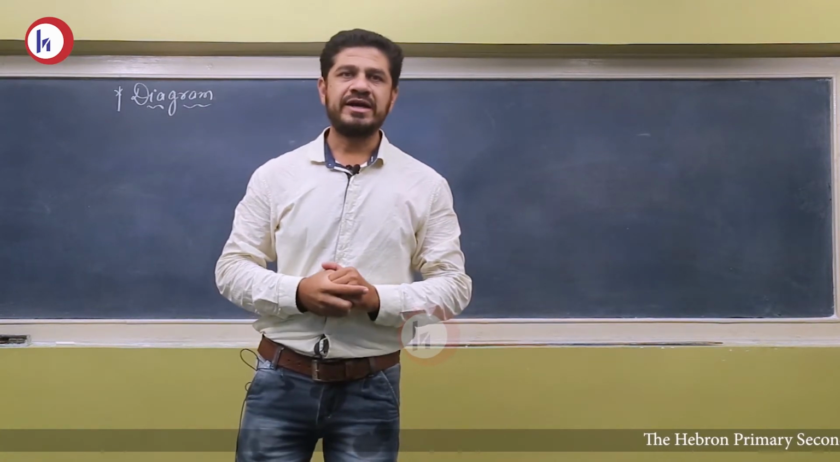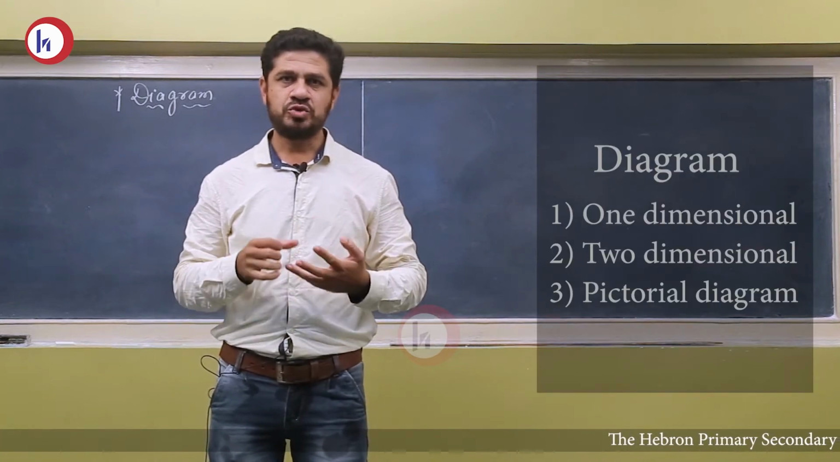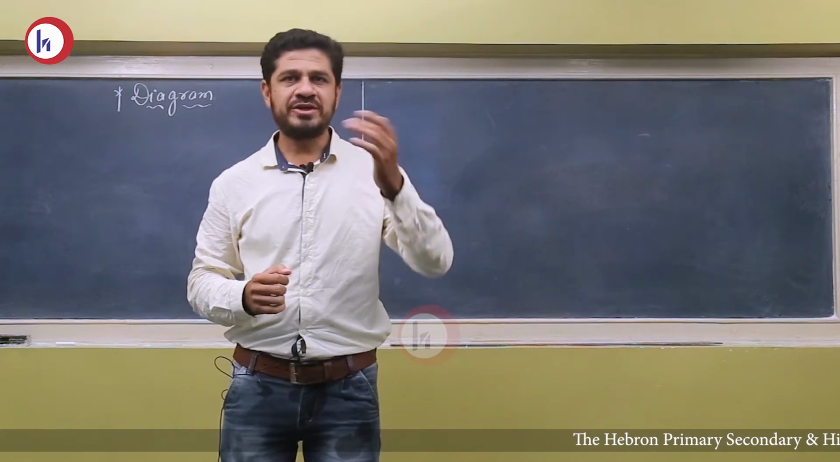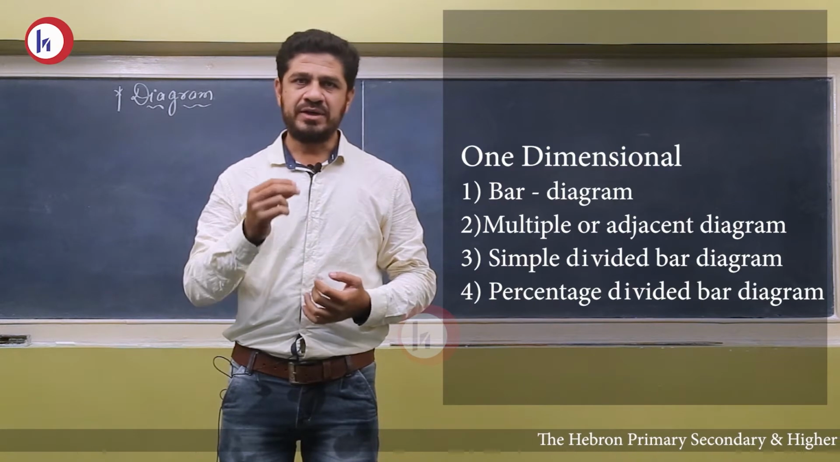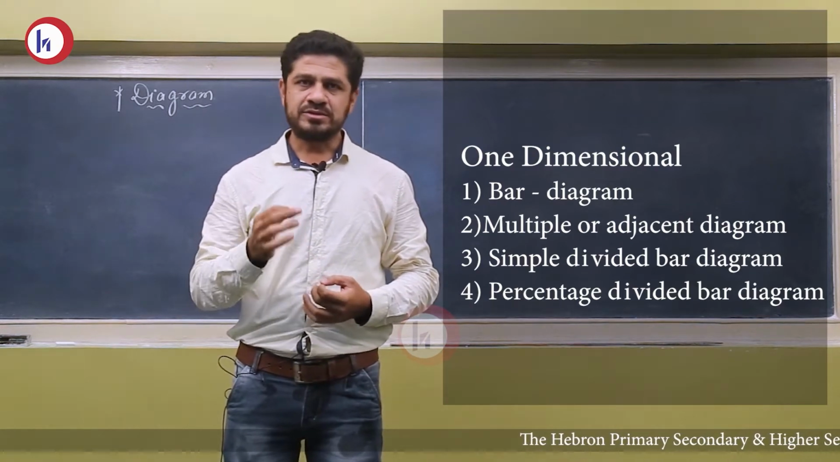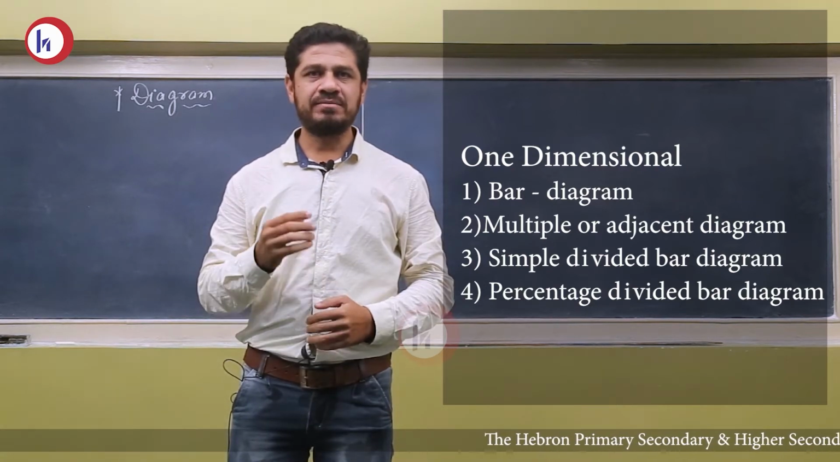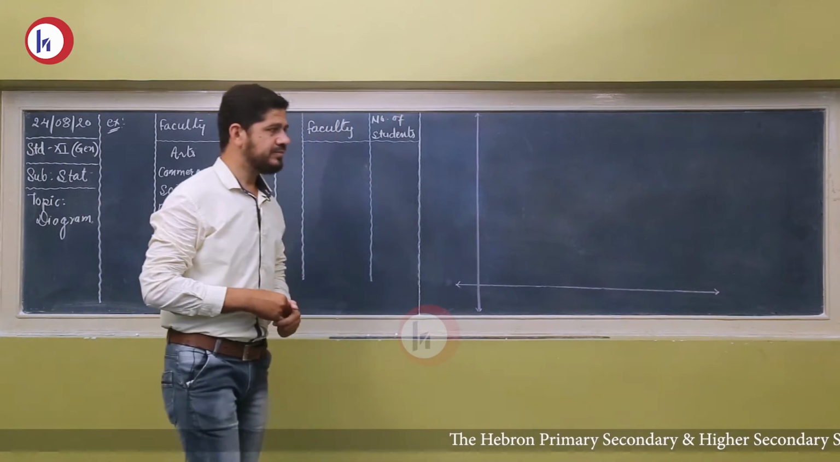Now students, the diagram can be divided into three parts: one dimension, two dimension and pictorial. Now the one dimension is also divided into four parts. That is bar diagram. The second is multiple bar diagram. Third one is a divided diagram, and the fourth one is the multiple bar diagram based on percentage. So let's start with the bar diagram.